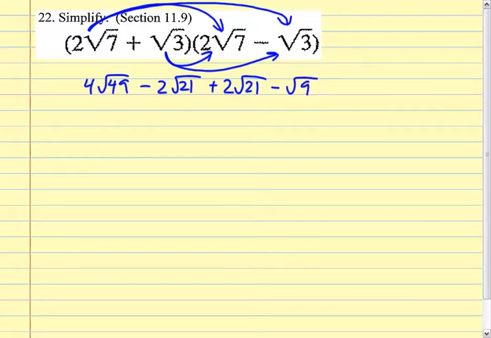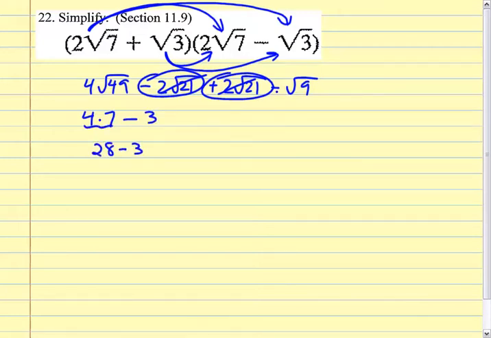Okay, let's simplify some more. This is going to be 4 times 7 because the square root of 49 is 7. This and this just cancel out. Minus, because that's a minus, root 9 is 3. 4 times 7 is 28 minus 3, and that's 25.